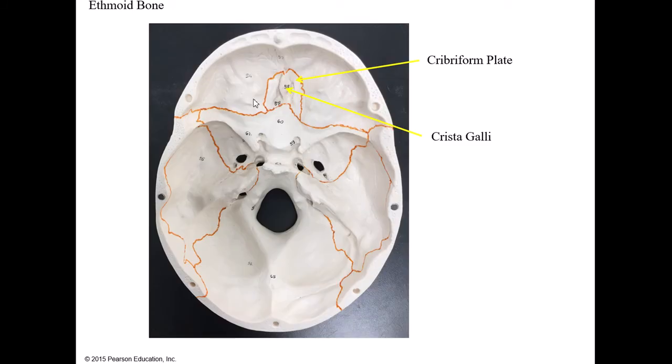Here it is on our model here. So again, all of this would be the cribriform plate. Everything in here is the cribriform plate, and then extending up from the cribriform plate is the crista galli.